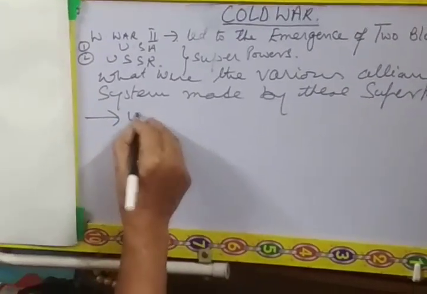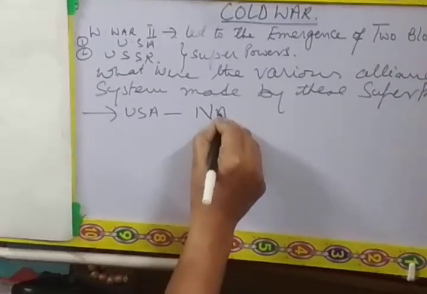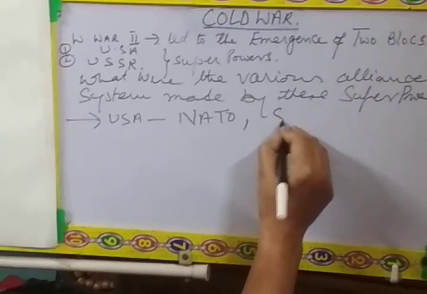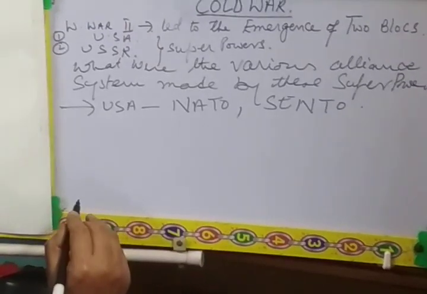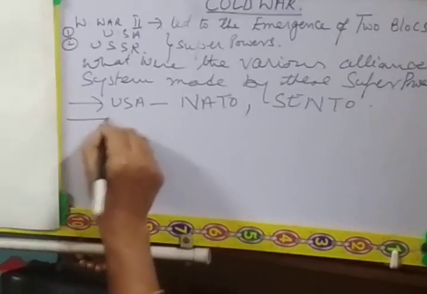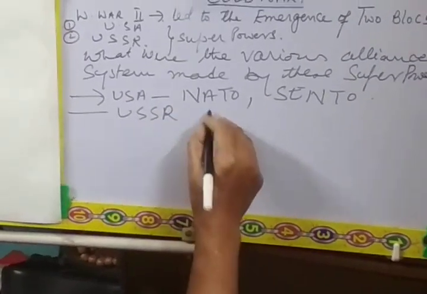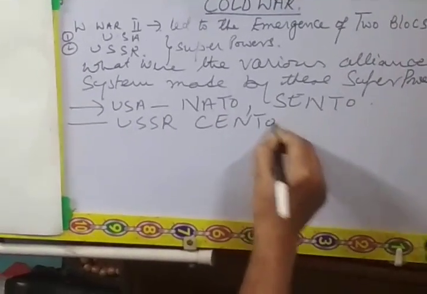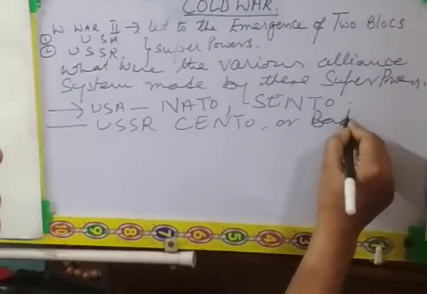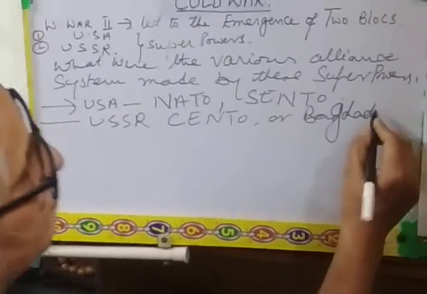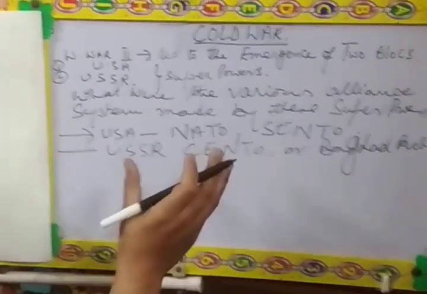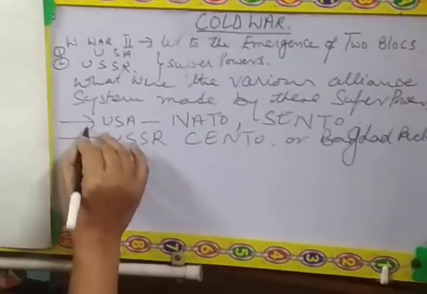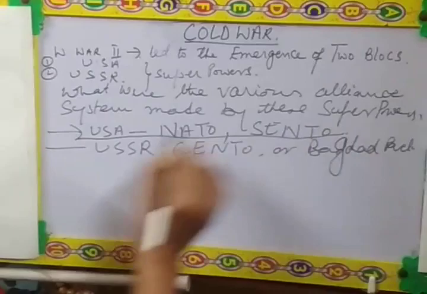The one USA made, NATO and CENTO. USSR made CETO, or the Baghdad Pact. These alliances were made by USA.